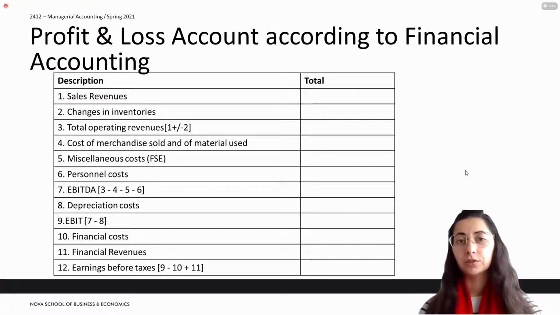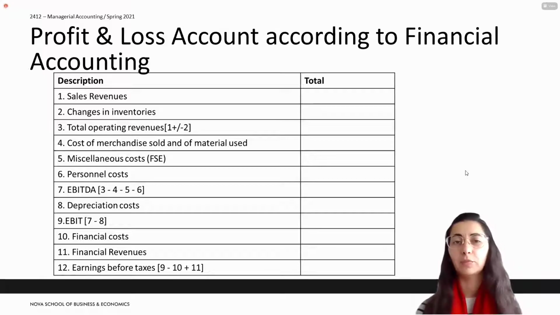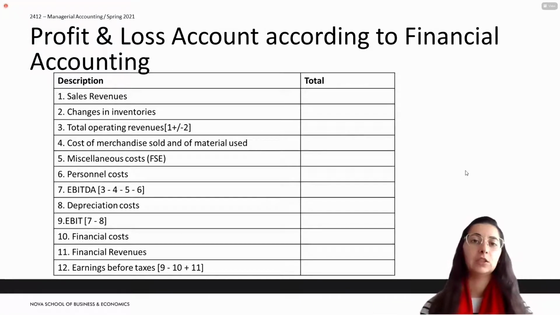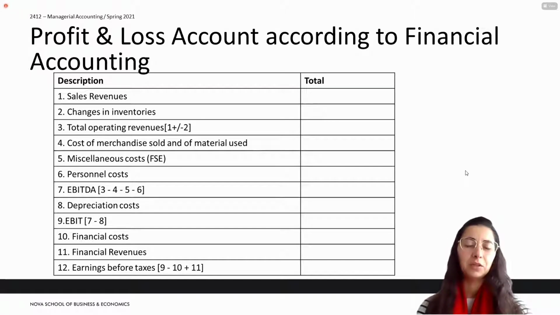Miscellaneous costs, part of it will also be manufacturing, and another part will be non-manufacturing. So it's just a way of assembling costs differently and then working out this information in order to help managers to make decisions. Because based on the normal P&L in financial accounting, it's difficult to make decisions in terms of the profitability of each product.